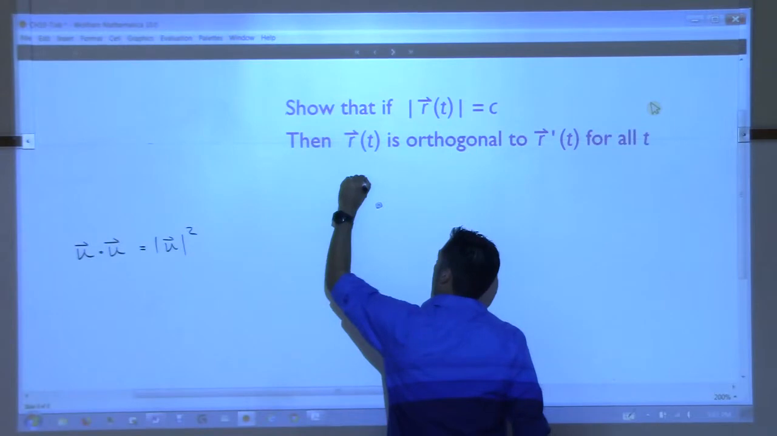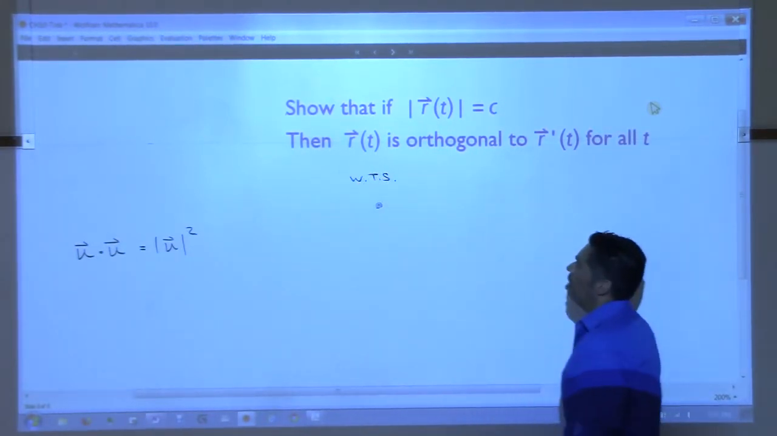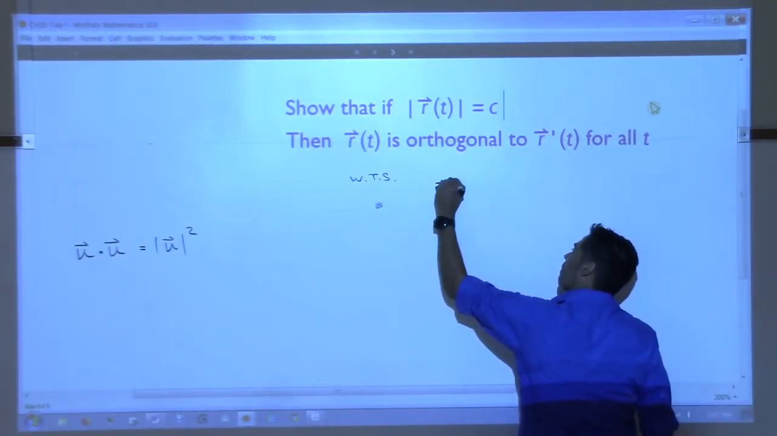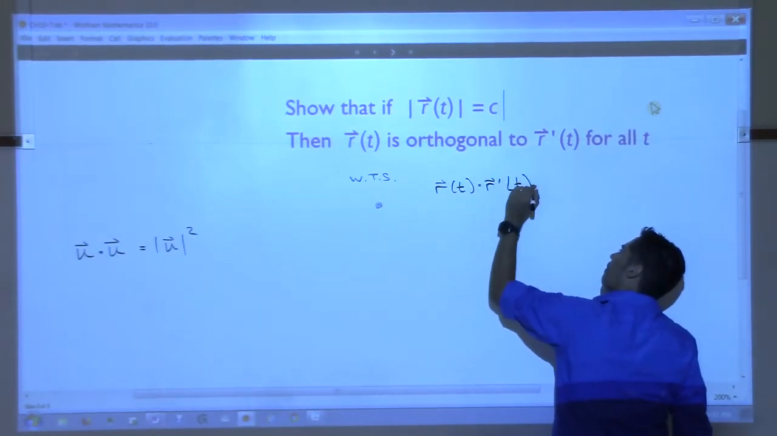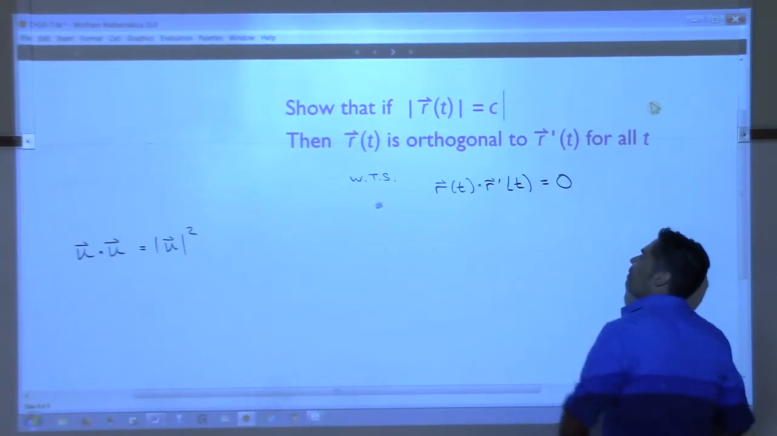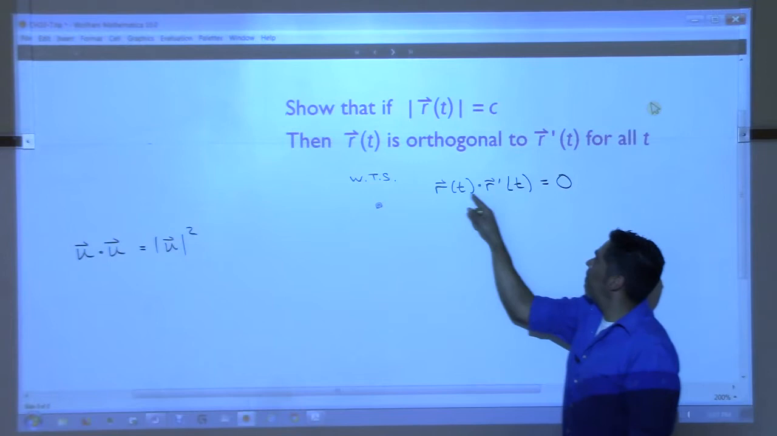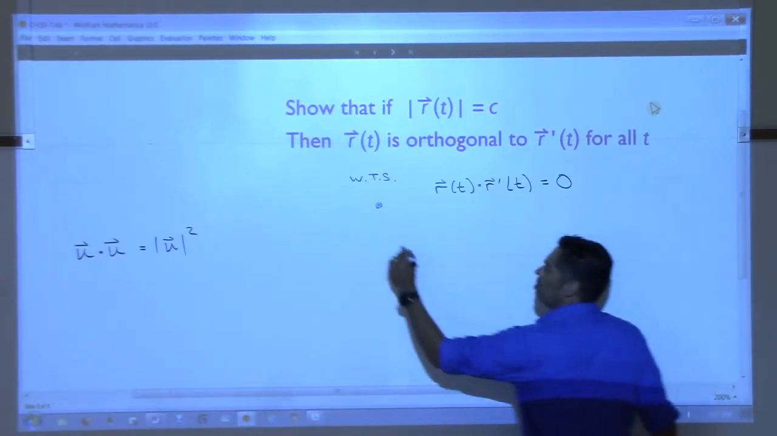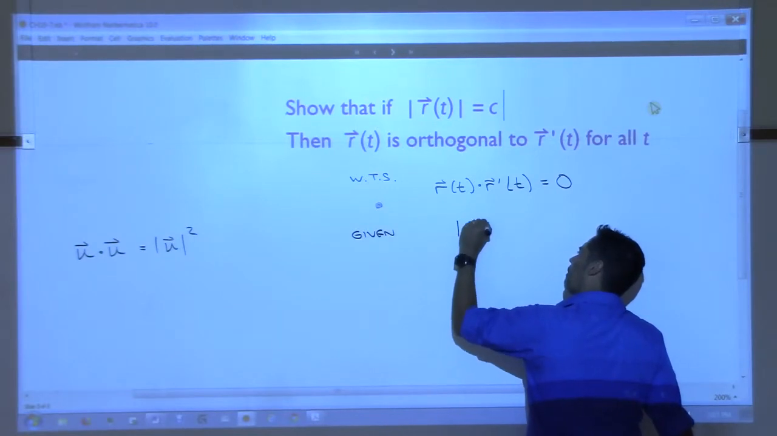What do I want to show here? What do I want to show? We showed that the dot product between the both vectors is equal to 0. You want to show that the derivative vector function dotted with the original vector function is 0. That's what you want to show, right? If you could show that that's true, you're done. Okay. What are you given in the problem? What is the only thing you're given? You are given that the magnitude of R of t equals a constant.